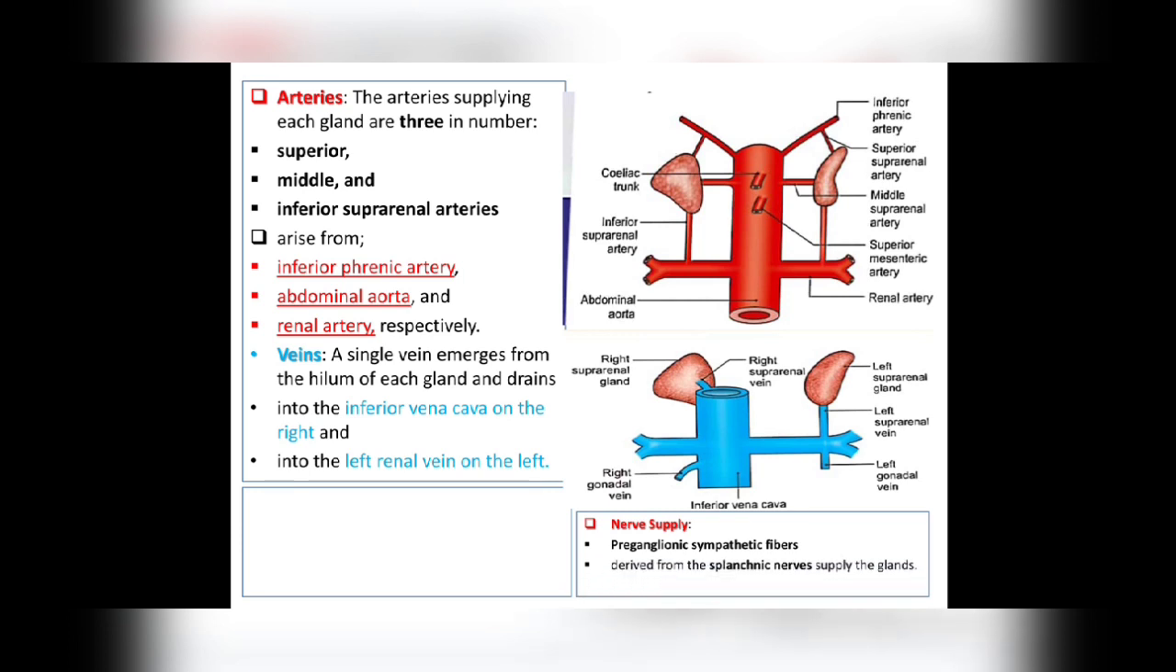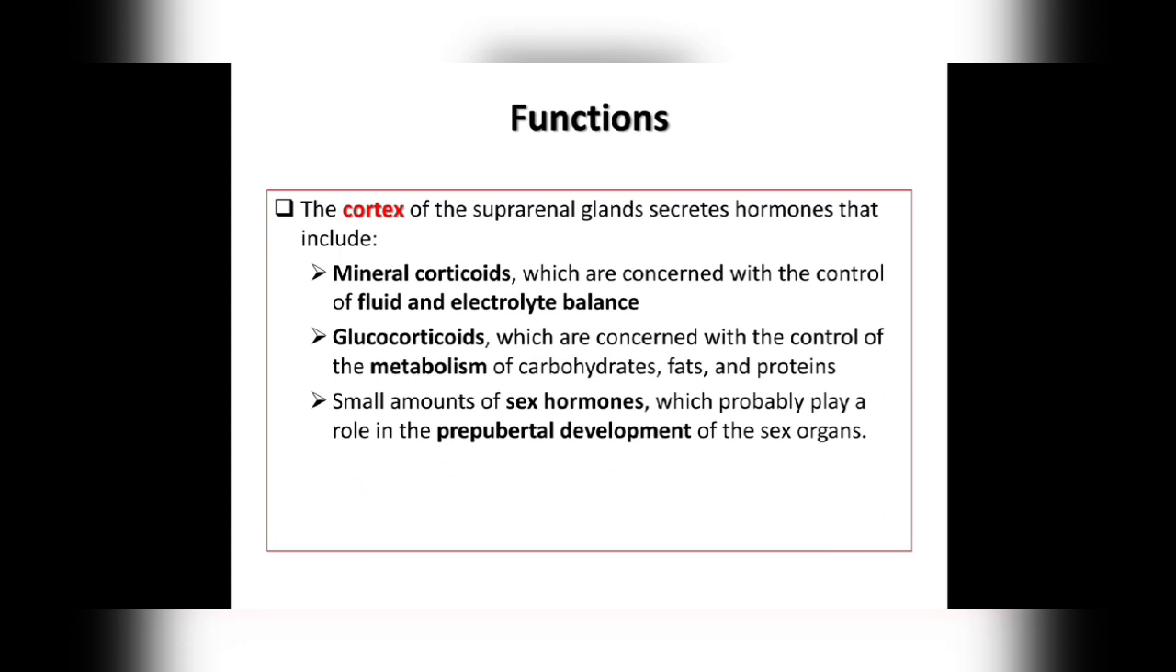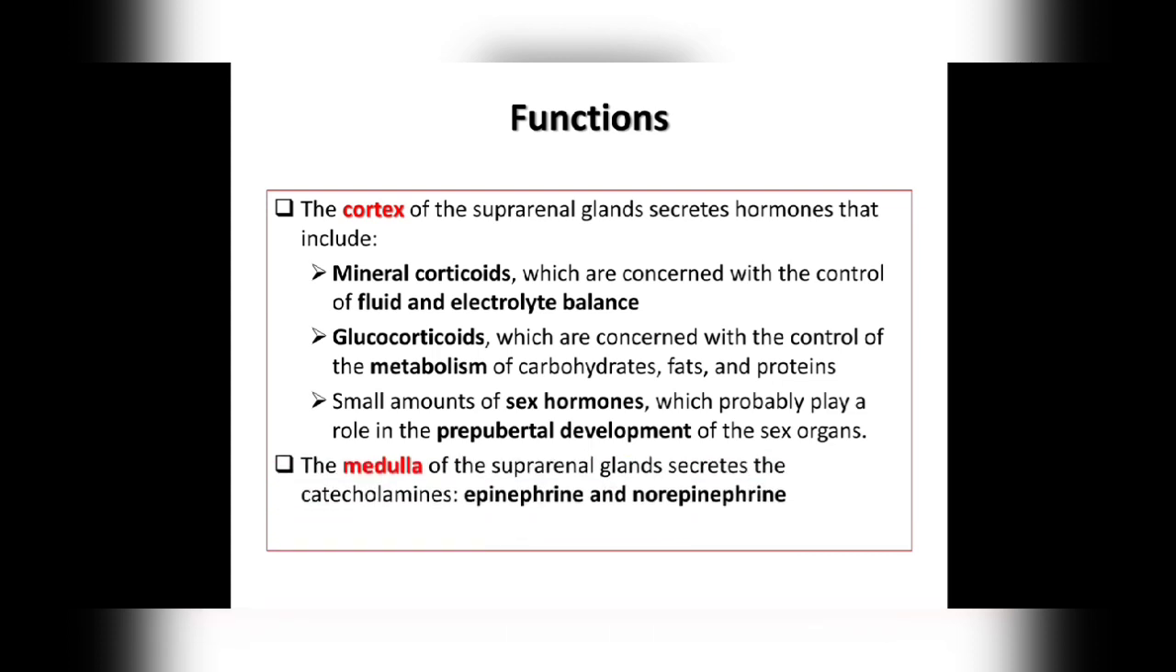Nerve supply. Preganglionic sympathetic fibers derived from the splanchnic nerve supply the glands. Most of the nerves end in the medulla of the gland. Lymph drains into lateral aortic nodes. Functions. The cortex of suprarenal gland secretes hormones that include mineralocorticoids, which are concerned with the control of fluid and electrolyte balance, glucocorticoids, which are concerned with the control of metabolism of carbohydrate, fat, and protein, and a small amount of sex hormones, which probably play a role in prepubertal development of sex organs. The medulla of suprarenal gland secretes the catecholamines, epinephrine and norepinephrine.